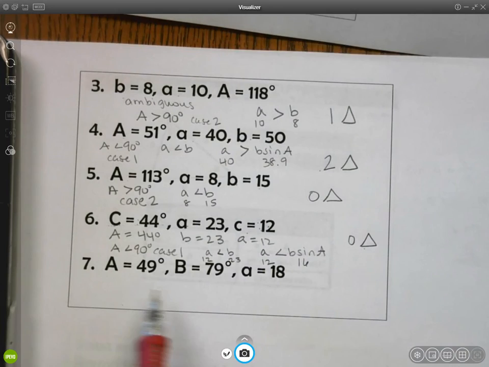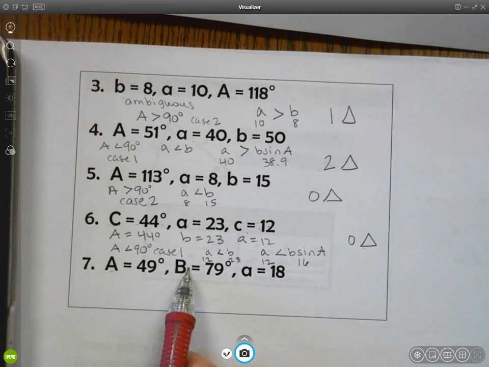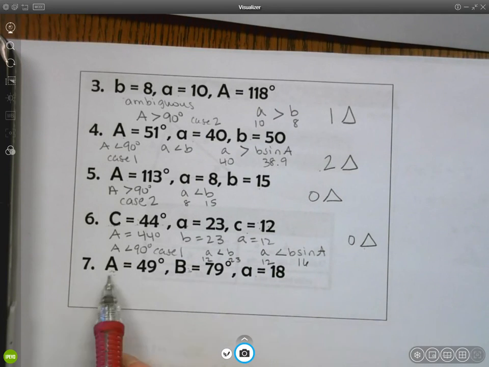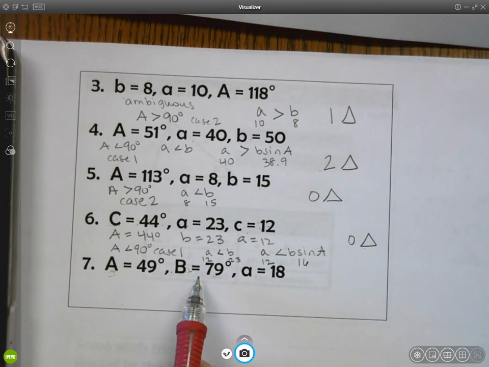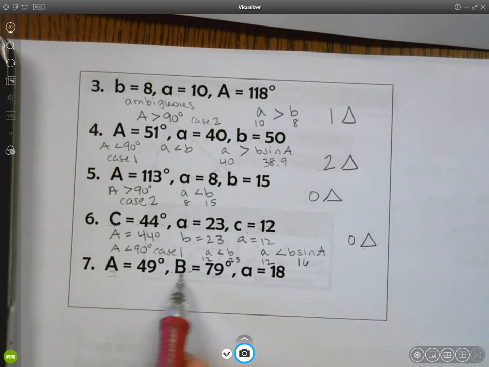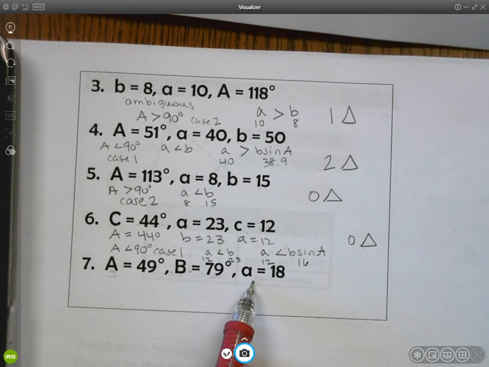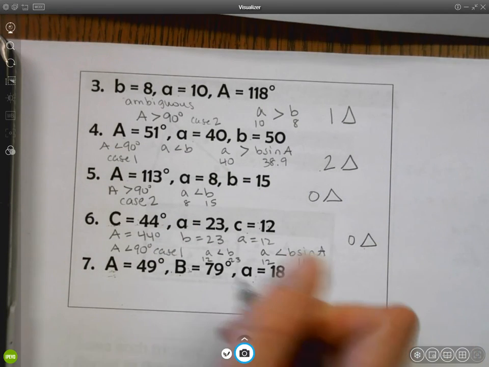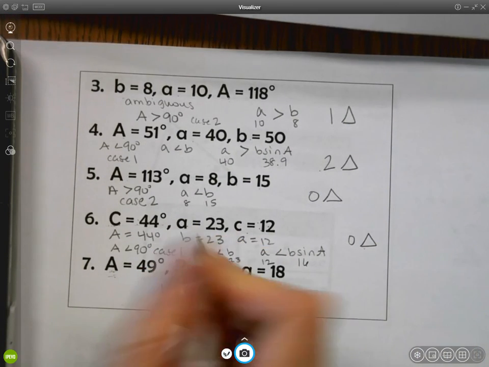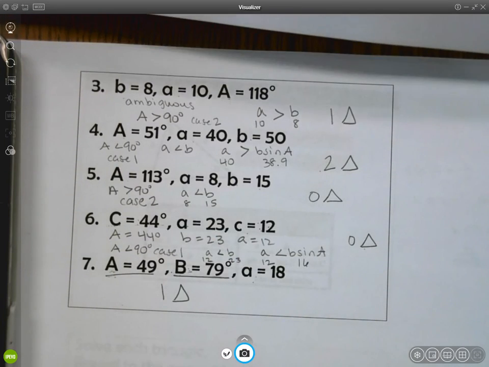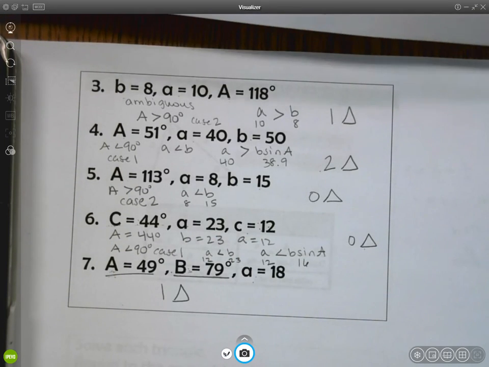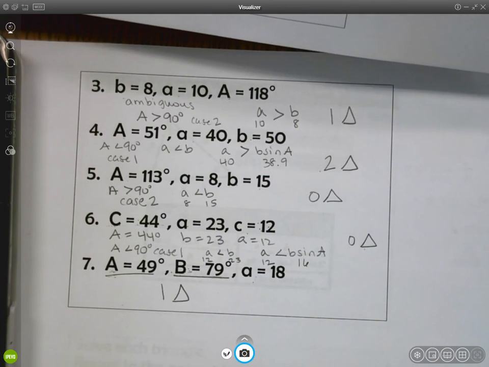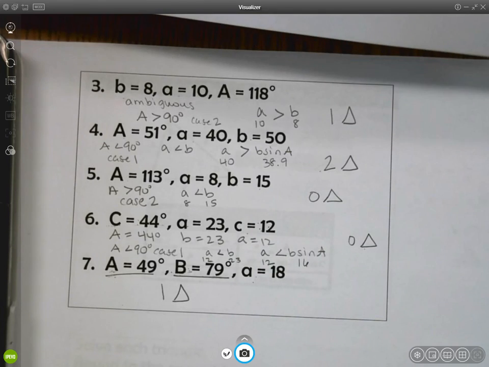All right, so here, number 7, you have 2 angles. So I have two angles and a matching pair. That's the easiest way to think about that. If I have two angles and a matching pair, then it is a law of sines problem, and there can only be one triangle because I gave you two angles. If you are given two angles, it's always one triangle. It's only if they only give you one angle that there could be a problem.